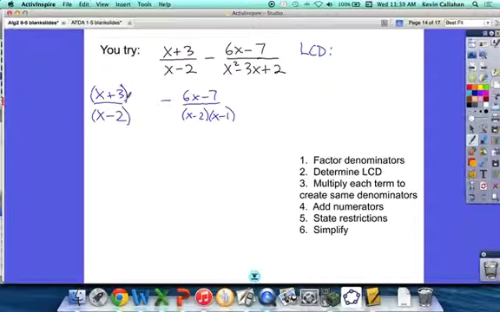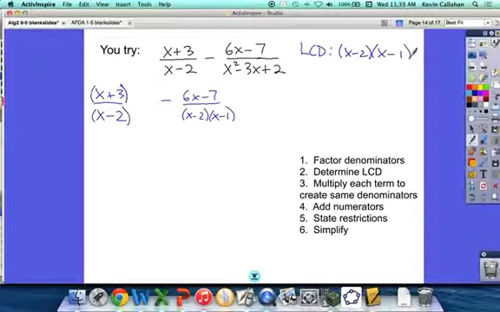So we need to have an x minus 2 up here. The next term has an x minus 2, but I don't need to add that because it's already there. And it has an x minus 1. Both are raised to the first power everywhere you see them, so that is the least common denominator.